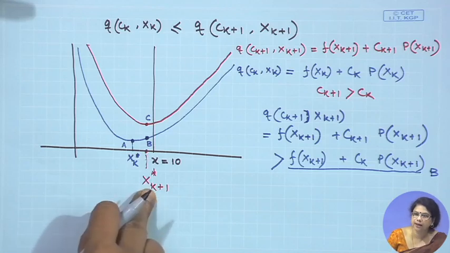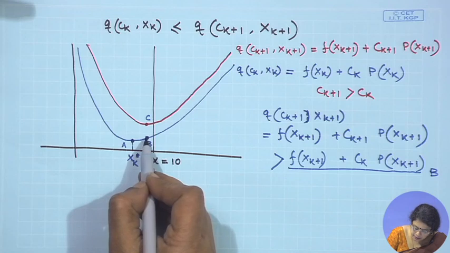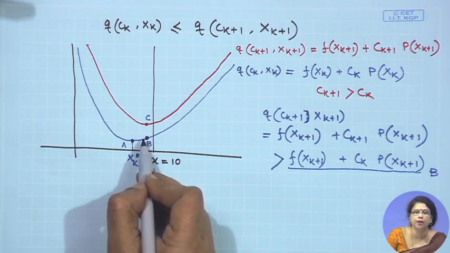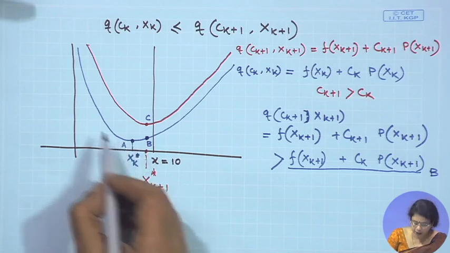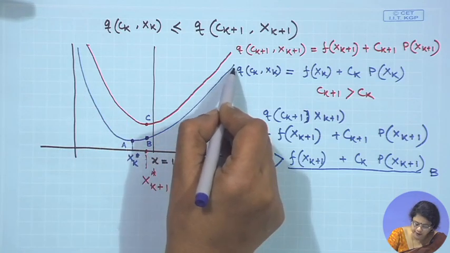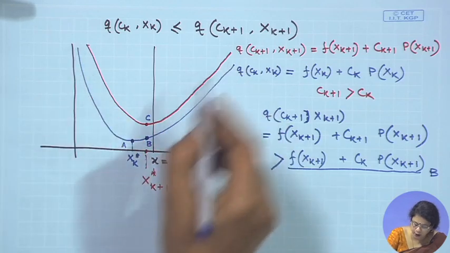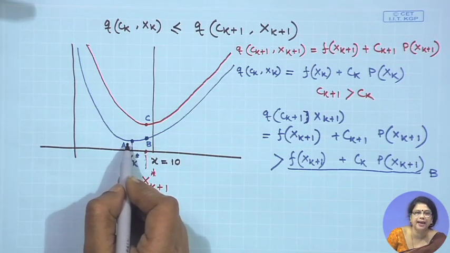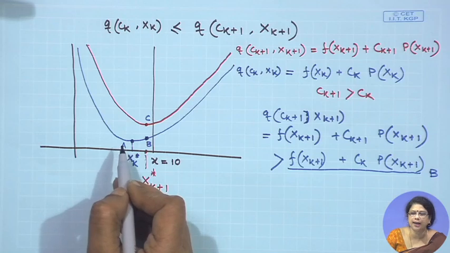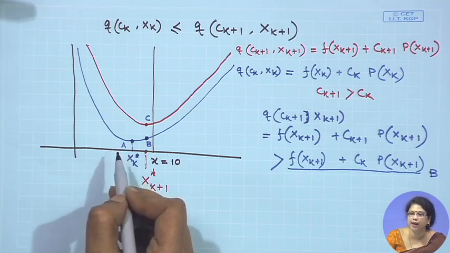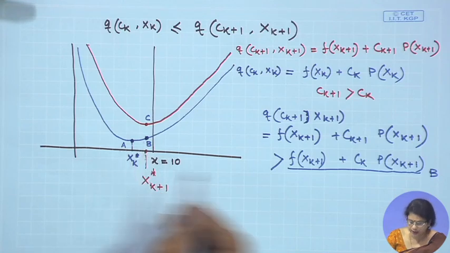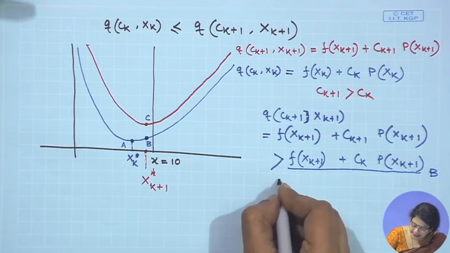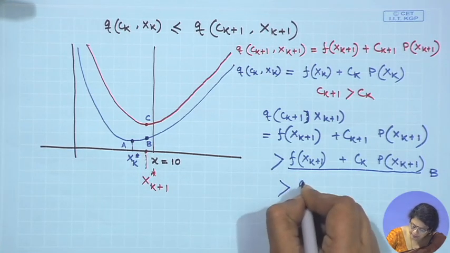Am I clear? Now, what you see, this B value, the functional value, is higher than the A value, is it not? Okay? Because this is the curve and this curve is giving the optimal solution at A. That is why any point other than A would have a higher value than A. That is why B is higher than A. Okay? That is why we can say this is greater than Q.